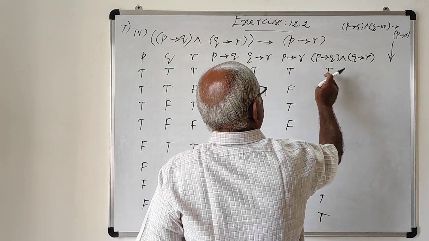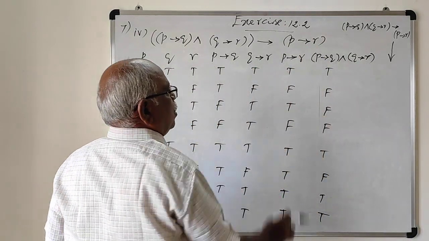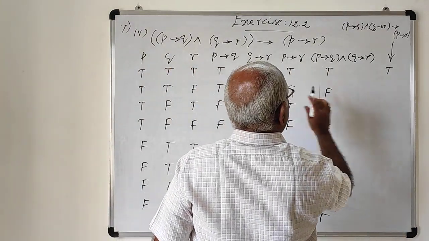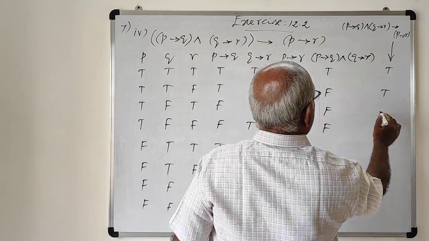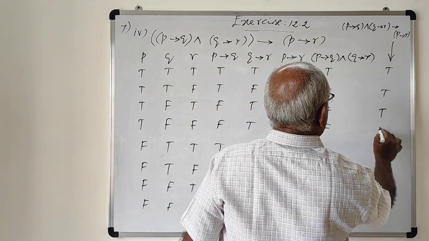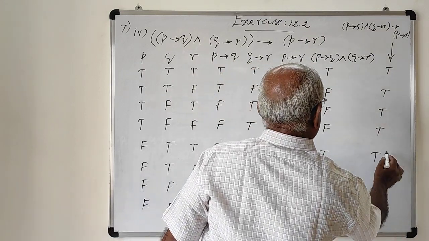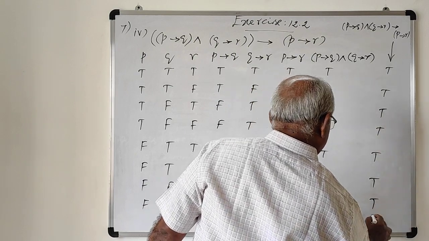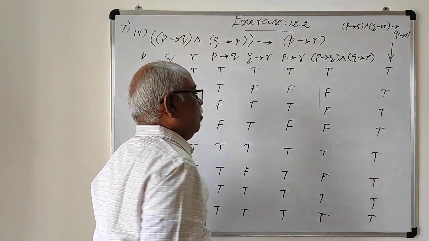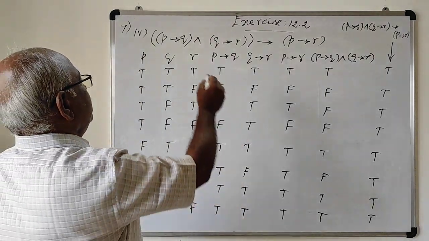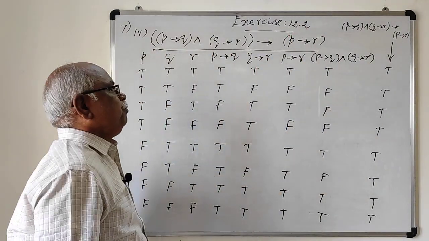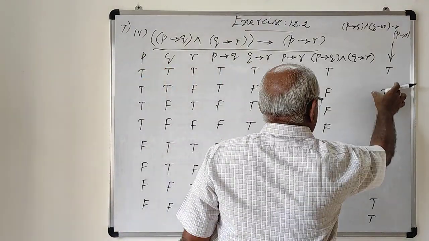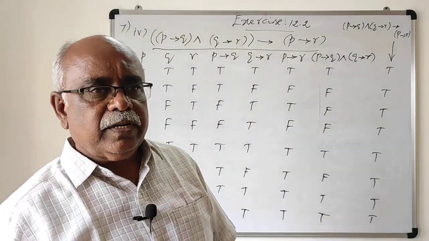From this single condition, from P tends to Q, conjunction Q tends to R, to P tends to R, that is T to T, truth value T; F to F, truth value T; F to T, truth value T; and so on, all T. Since all the entries in the final column have truth value T, the given statement is a tautology.